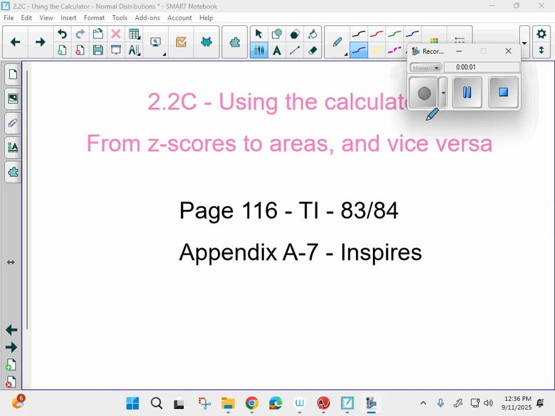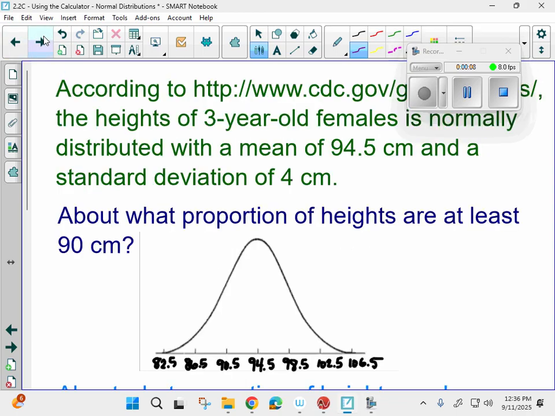Same thing as yesterday, but with calculator, which is much easier than table A. So if you didn't like table A, yay. It's going to be better today.